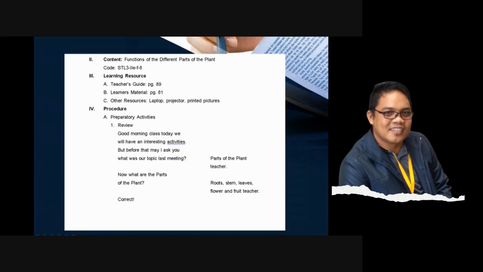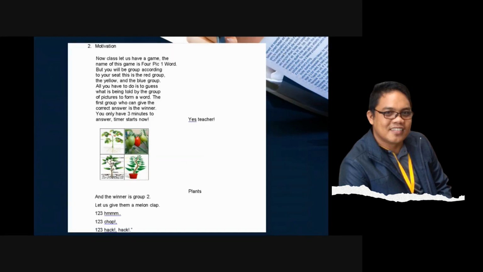Roman numeral 4, procedure. A, preparatory activities. Number 1, review. So, wala na siyang drill kasi po ang kanyang subject ay science. But pwede kang maglagay ng drill. Wala pong problema. So, ang ginawa niya, hindi na niya sinali ang drill para makasave po siya ng time. So, 1, review. 2, motivation.